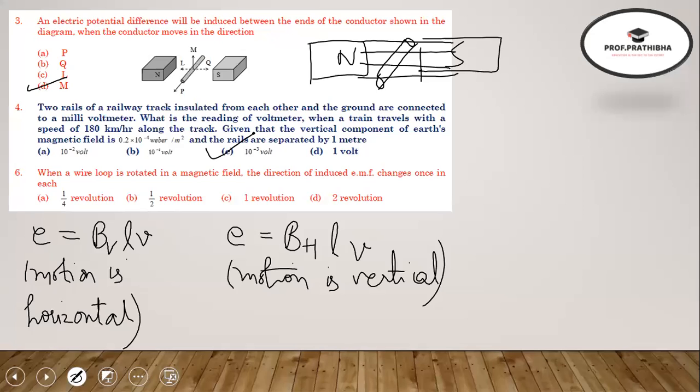When a wire loop is rotated in a magnetic field, the direction of induced EMF changes once in each what? Once in each what? When does this EMF change? Correct, correct.